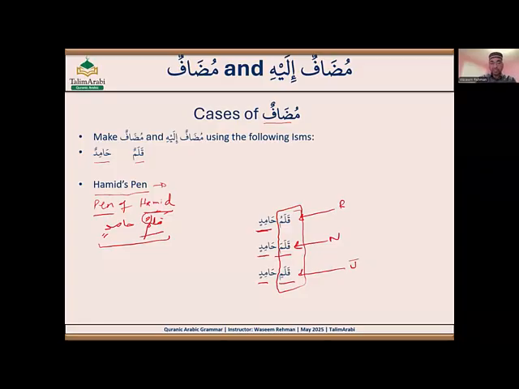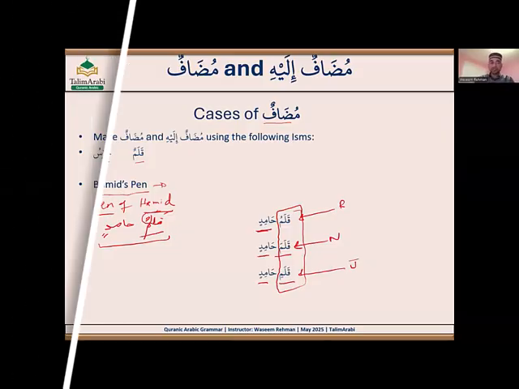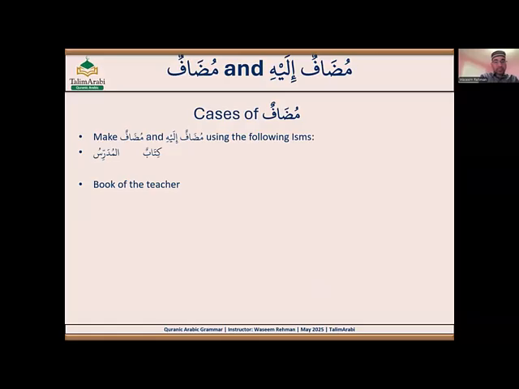Like qalamu hamidin is also possible. Qalama hamidin is also possible. Qalami hamidin is also possible. It depends upon the status, right? Like what status that mudaf is right now playing. So make mudaf and mudafun ilayh using the following ism. So now we have kitabun and al mudarrisu. So book of the teacher. Mudarris teacher, kitab book. So mudaf is book.